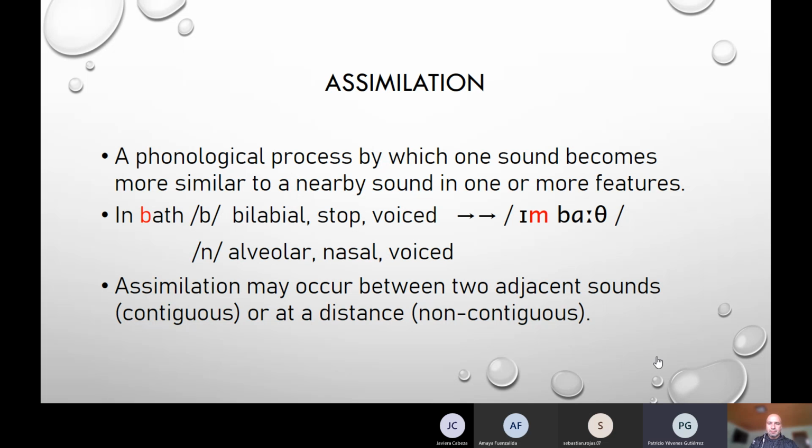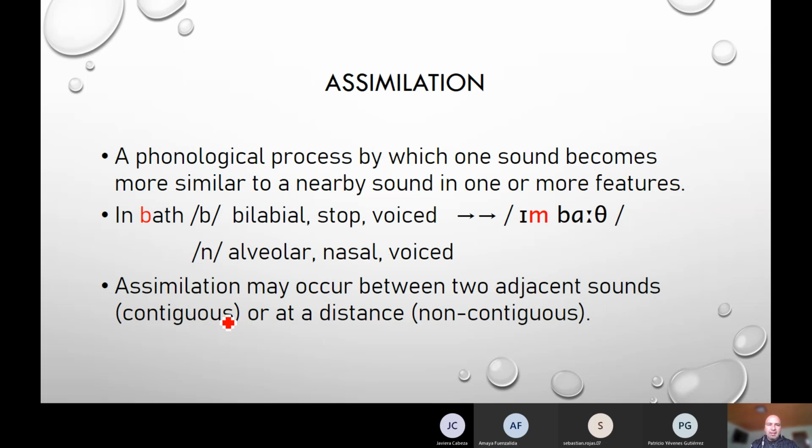Assimilation may occur between two adjacent sounds, contiguous, or at a distance, non-contiguous. That's right. Thank you, Patricia. So when we talk about assimilation, it's basically one sound acquiring certain characteristics or features of another one.